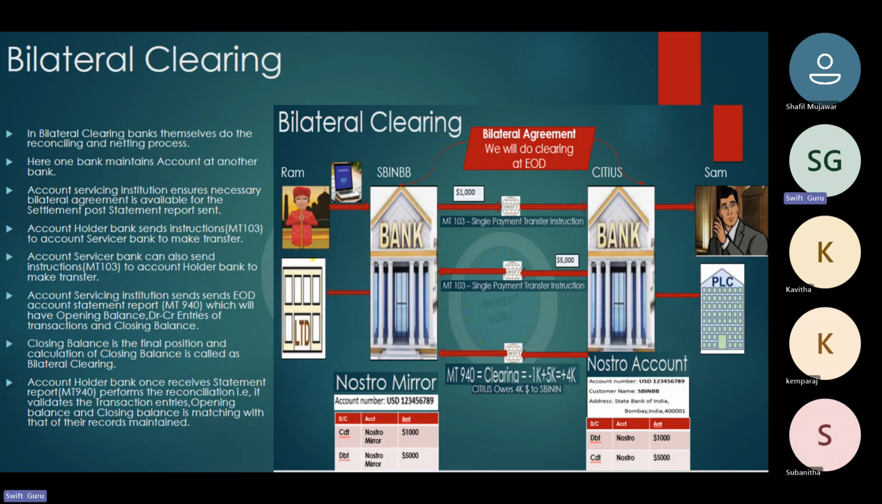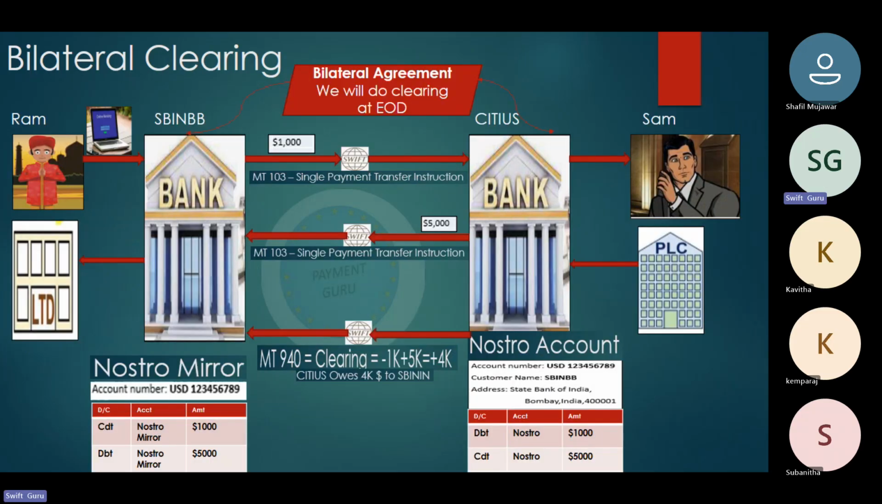So they themselves have done this clearing. It's a bilateral clearing. State Bank of India bilaterally agreed, in a signed bilateral agreement, to do the clearing by themselves. So this kind of arrangement is called bilateral clearing.